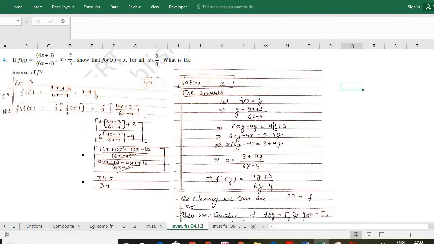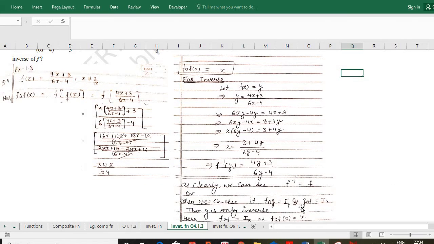What we do, we solve this equation in terms of x. So when I solve, you multiply here, and then we get x coming (3 plus 4y)/(6y minus 4). This is only the inverse function. Since here we can see this f inverse and f are working in a similar way, we say fog is iy and gof is ix, then only g is the inverse.